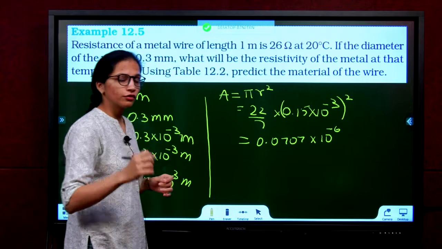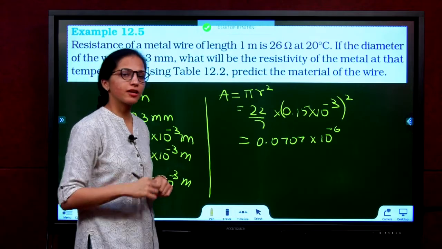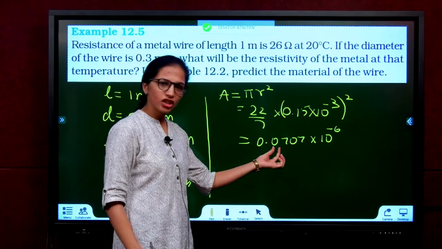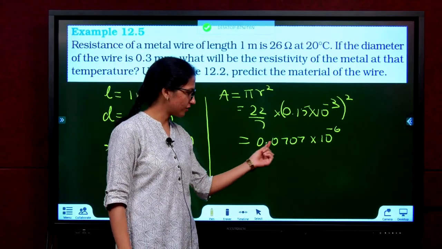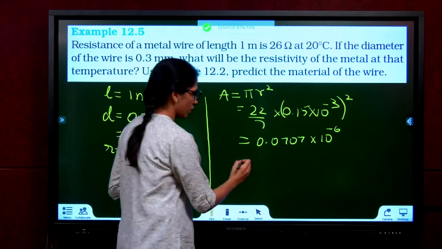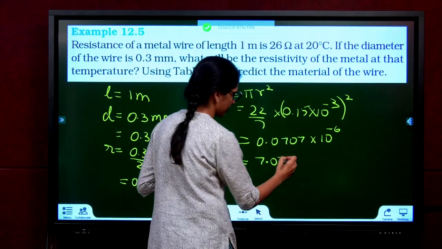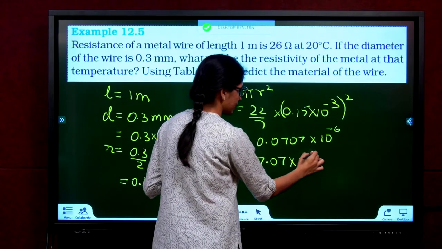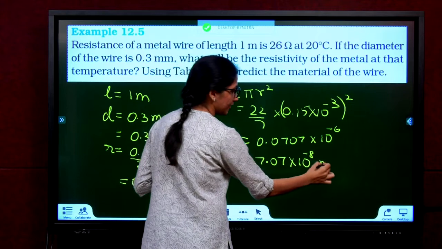I taught you that you have to represent it in scientific notation. That means the decimal should be after the first non-zero digit. Zero digit, don't put it there, non-zero digit. So you need to move it by 2, using 2 zeros. So this becomes 7.07 into 10 power minus 6 minus 2, that is minus 8, meter square.